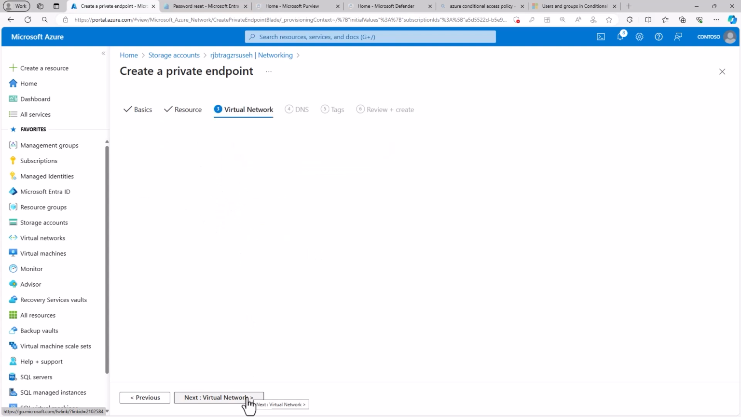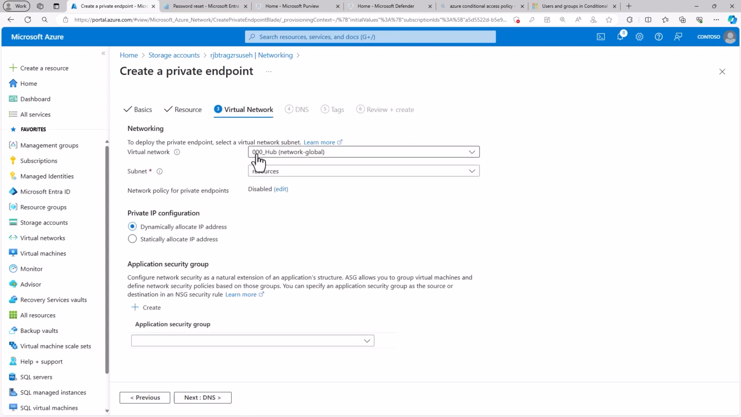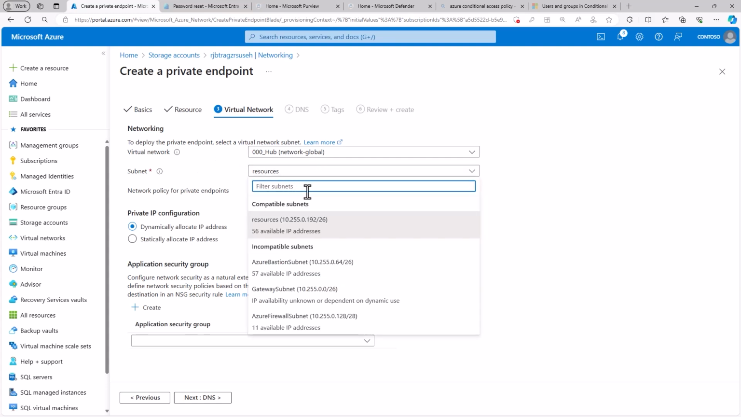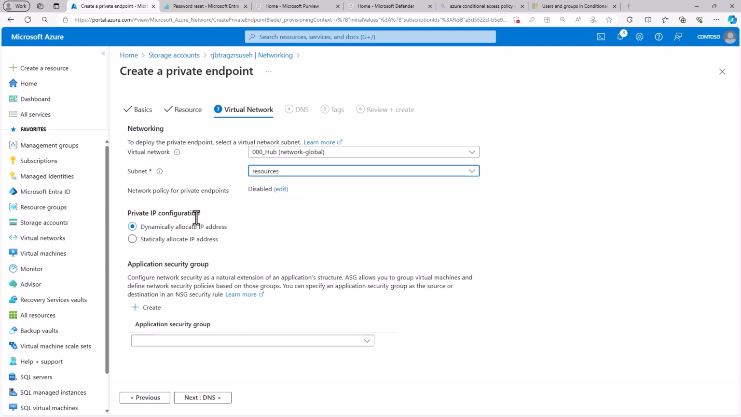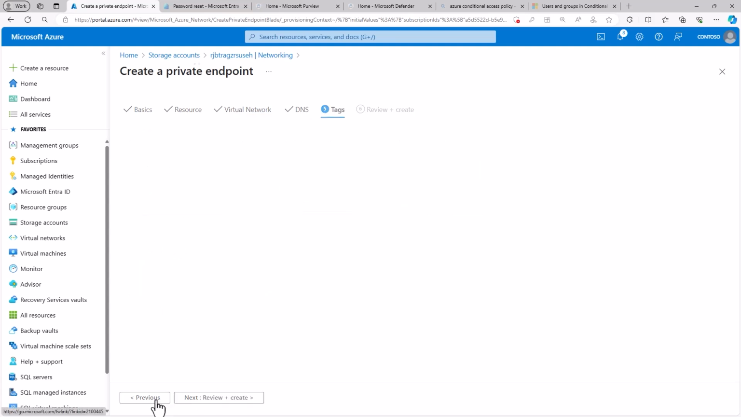Which virtual network do I want to make it available to? And we saw we had the 00 hub VNet, and I can select specific subnets within that VNet. I'm going to assign it to the resources subnet. Do I want to give it a private IP address, dynamically allocate an IP address, or do I want to statically map it? There is automatic DHCP set up in that subnet, so I'll leave it at there. I'm not going to create DNS, and I'll create this.